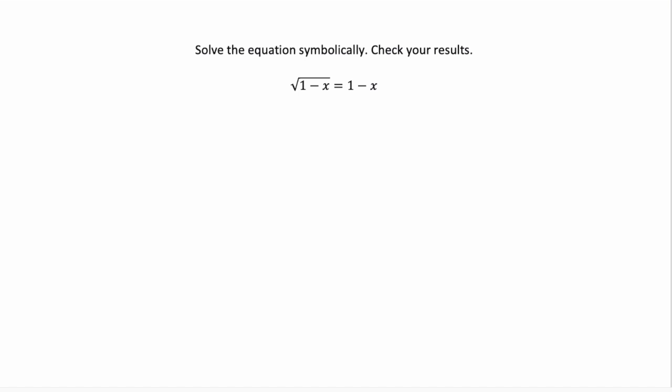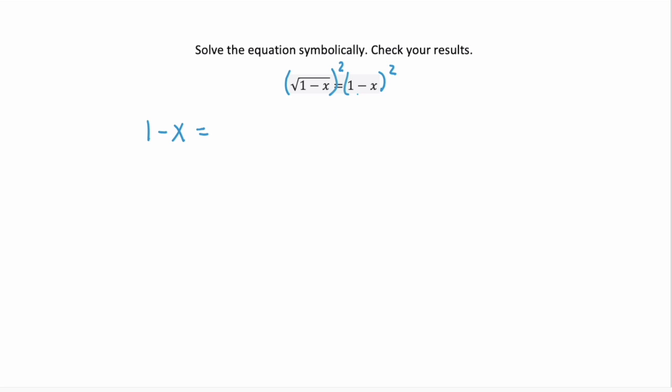Today we have an equation with a radical in it, and we're asked to solve the equation and then check our results. Well, when you're solving an equation with a radical, you first want to isolate the radical, which is already done for us. And then the next step is to eliminate that radical. And to do that, we're going to square both sides. And when you square a square root, you're left with the radicand, 1 minus x.